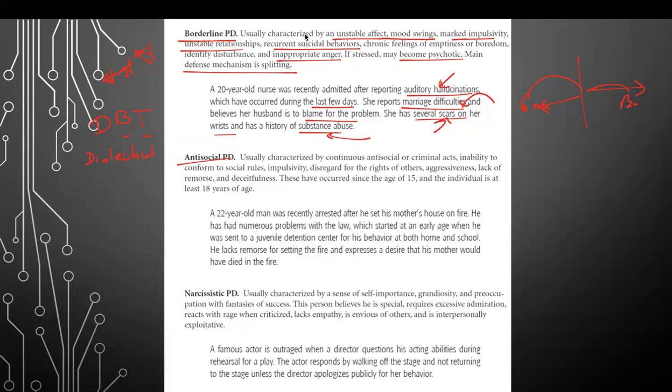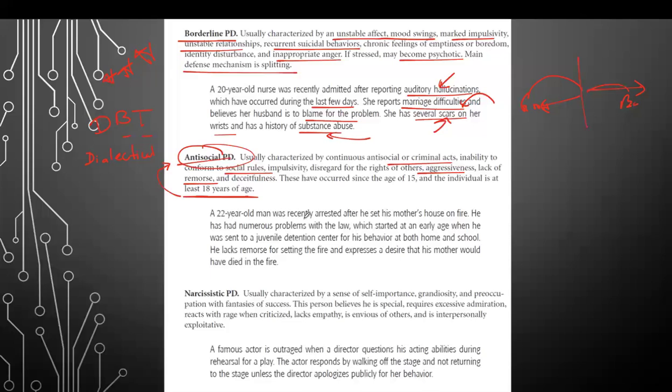Antisocial personality disorder. As the name says, they are the rule breakers. They are the persons who have continuous criminal acts. They don't abide by the social rules. And most importantly, they are aggressive, violent, and lack remorse. They will do something bad, but they will not feel any empathy for it. Now, to diagnose a person as antisocial, the person needs to be at least 18 years of age. So before 18, you can't diagnose anyone as antisocial.